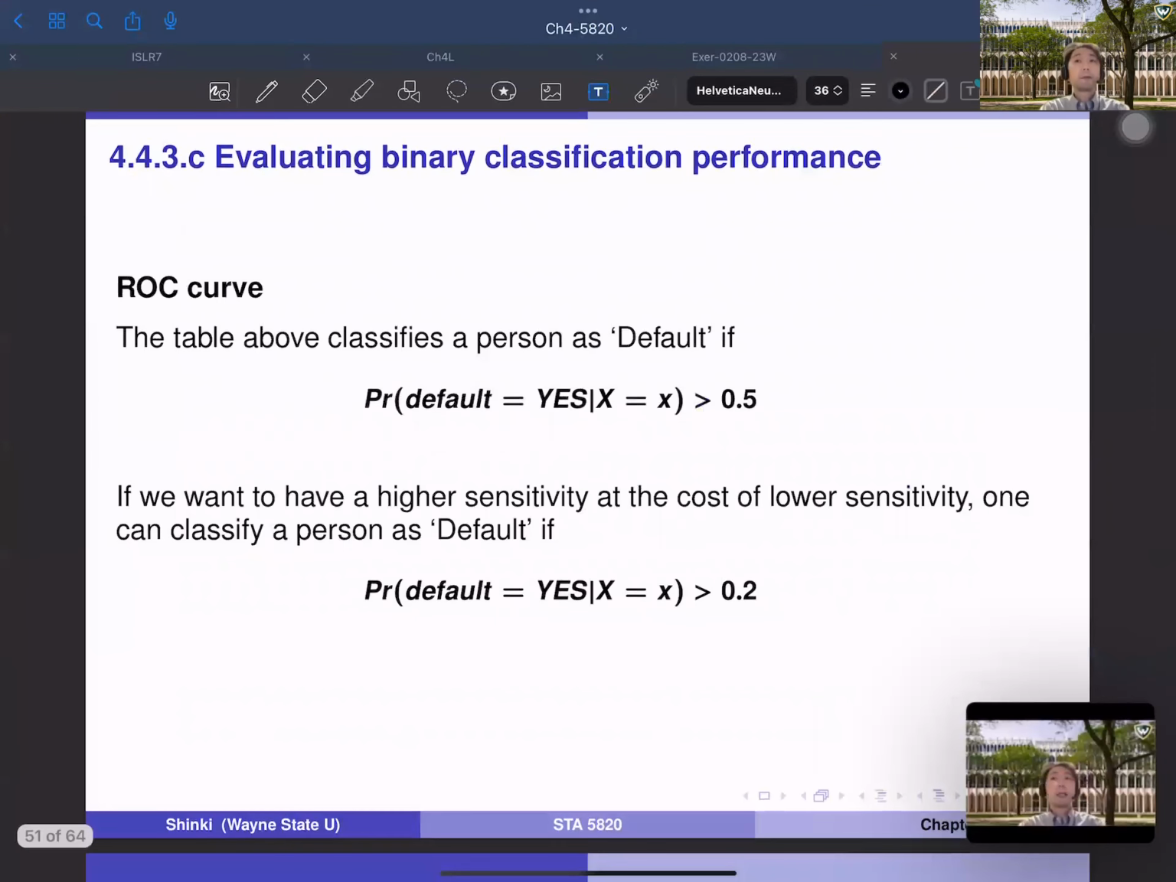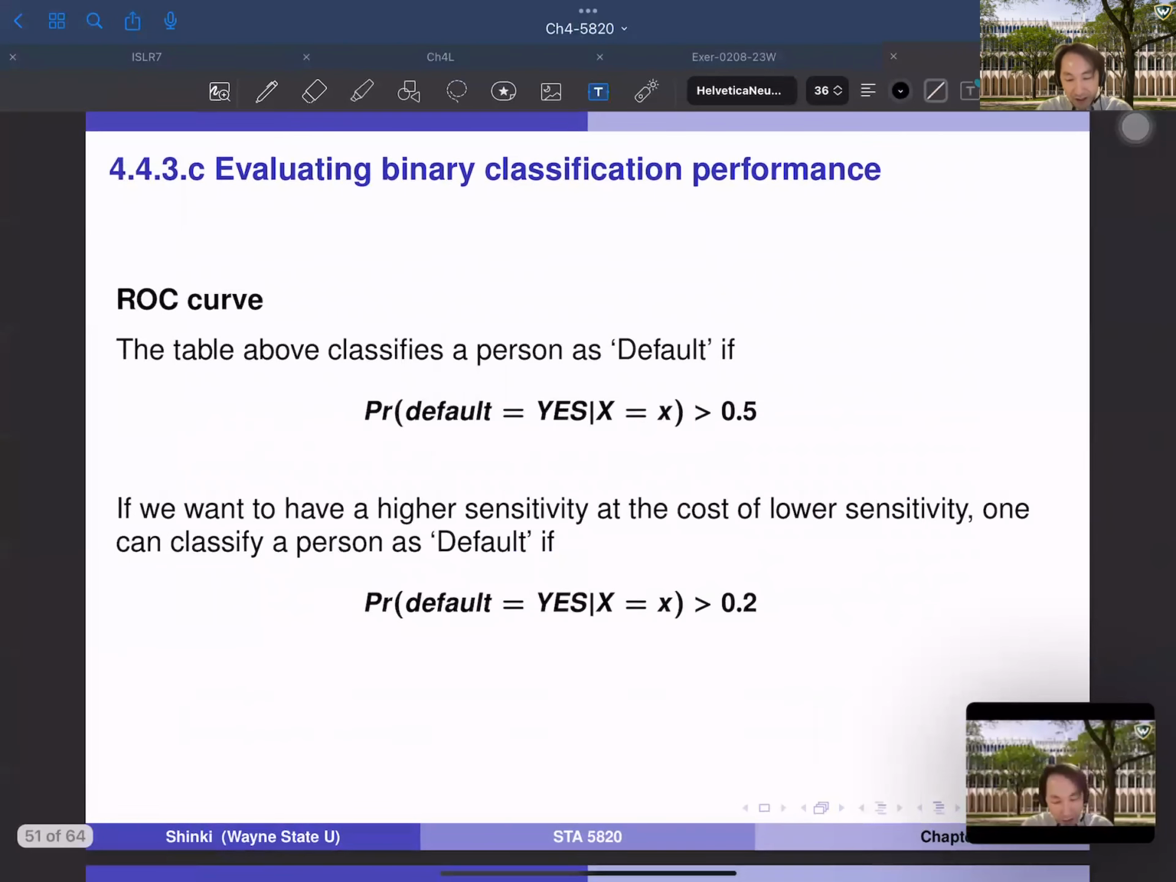Yeah, so last time we started evaluating the binary classification performance. The easiest way is to make a contingency table to see what's happening. So we have basically the two categories. It's binary classification, so we have predicted values and truth.